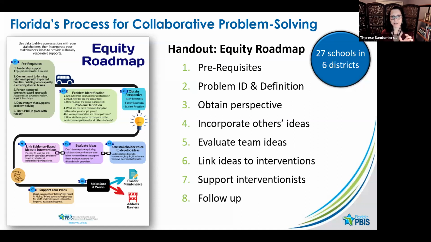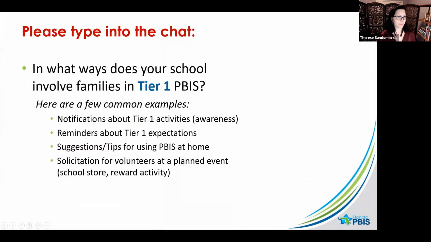Getting family input on disproportionate discipline is right there, number 3 in our process, and you have a copy of this in the session handouts. But it occurs very early in our process, and our goal for our schools is that the school teams continue to work with families and students as they address disproportionate discipline. So I'm going to be sharing some of the lessons learned and some of the things we've been seeing, as well as some strategies that our schools are using for really incorporating family and student voice into what they're doing with PBIS to address disproportionate discipline.